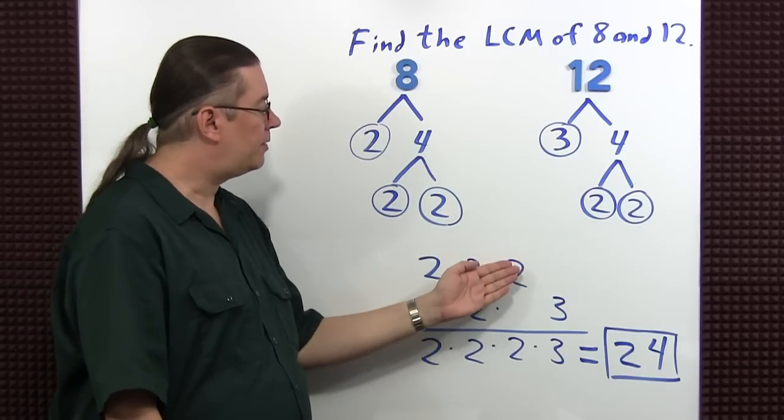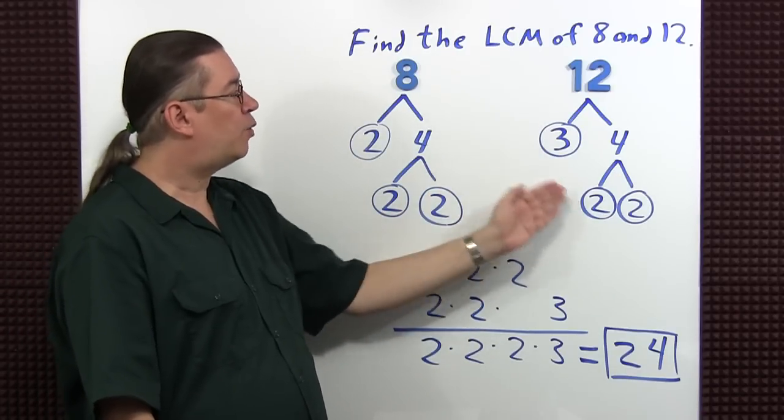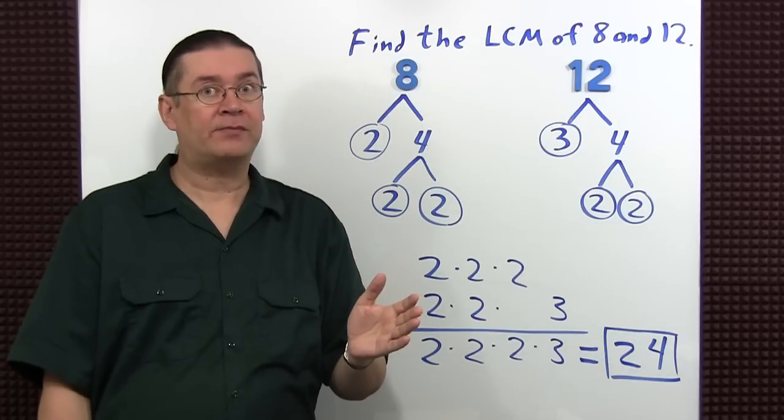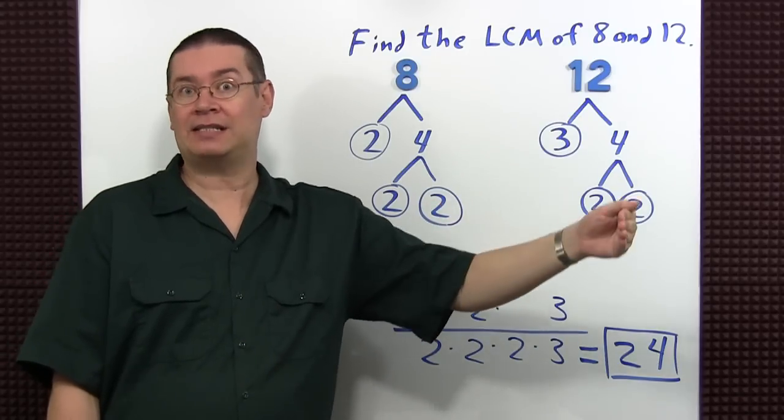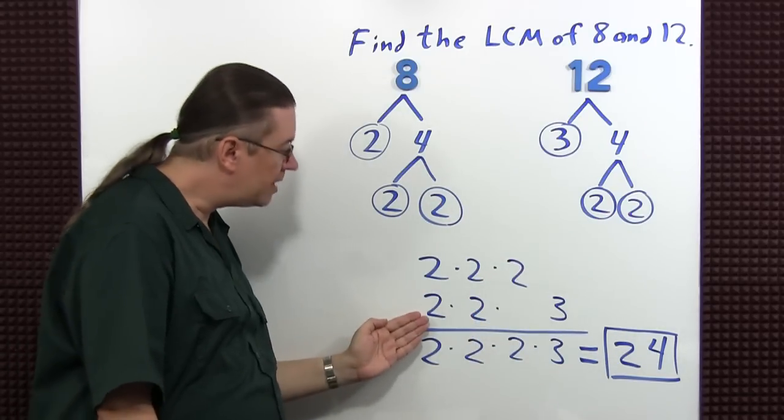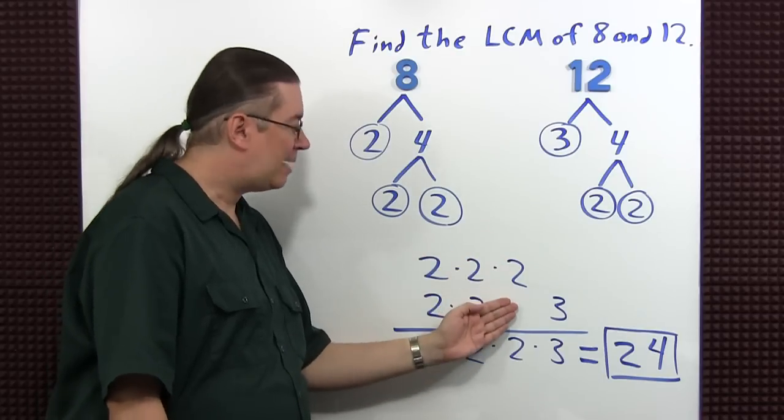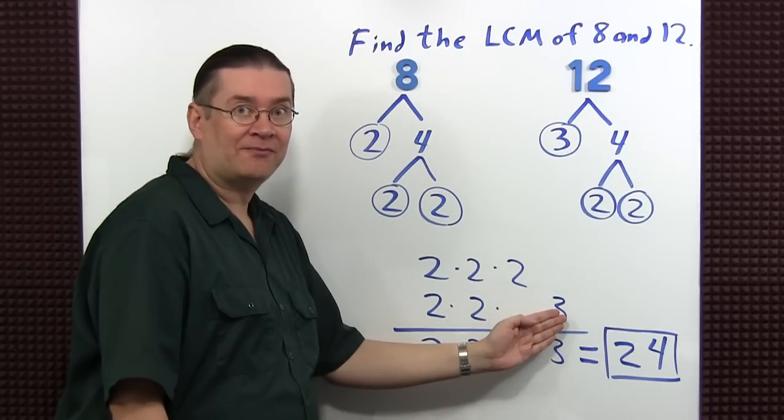Next step is to write down the prime factors of 8. 2 times 2 times 2. Now write down the prime factors of 12 directly below it, if you can. If you cannot, place the extra number to the side. So I wrote down the 2, and then 2. I can't put the 3 here, so I'll put it to the side.